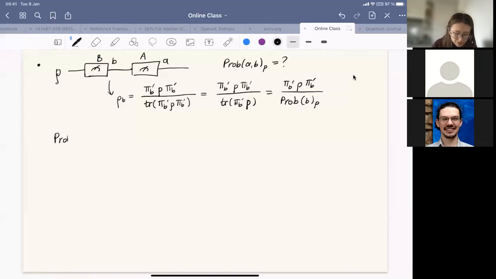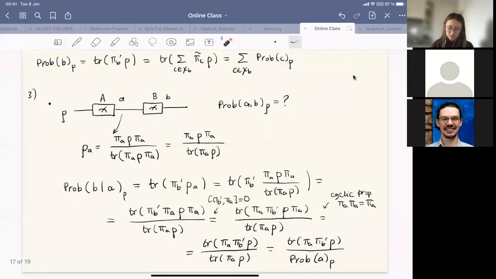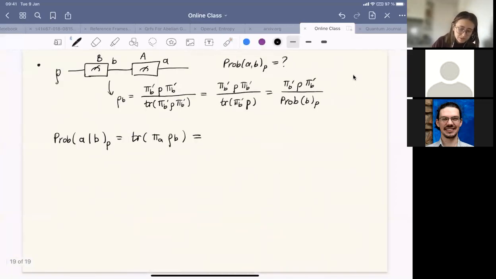And then again, we can compute the probability of getting outcome a given that we have obtained the outcome b, which is the trace of pi a rho b. I will not repeat the steps that I've gone through before, but it's basically the same story as here, and we use exactly the same properties. What we get in the end, in the denominator, is exactly the same expression. So we get trace of pi b prime pi a rho over the probability of getting outcome b given the initial state rho.